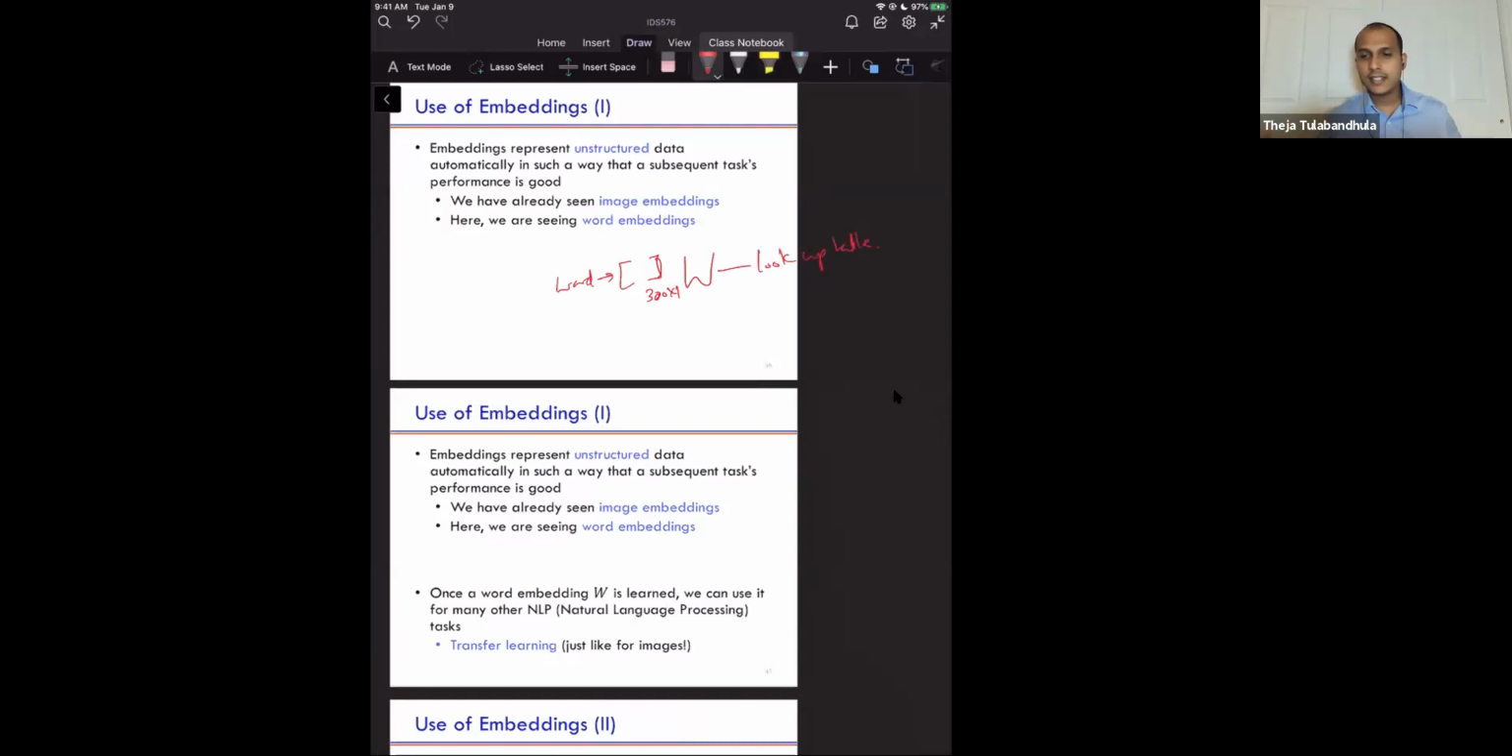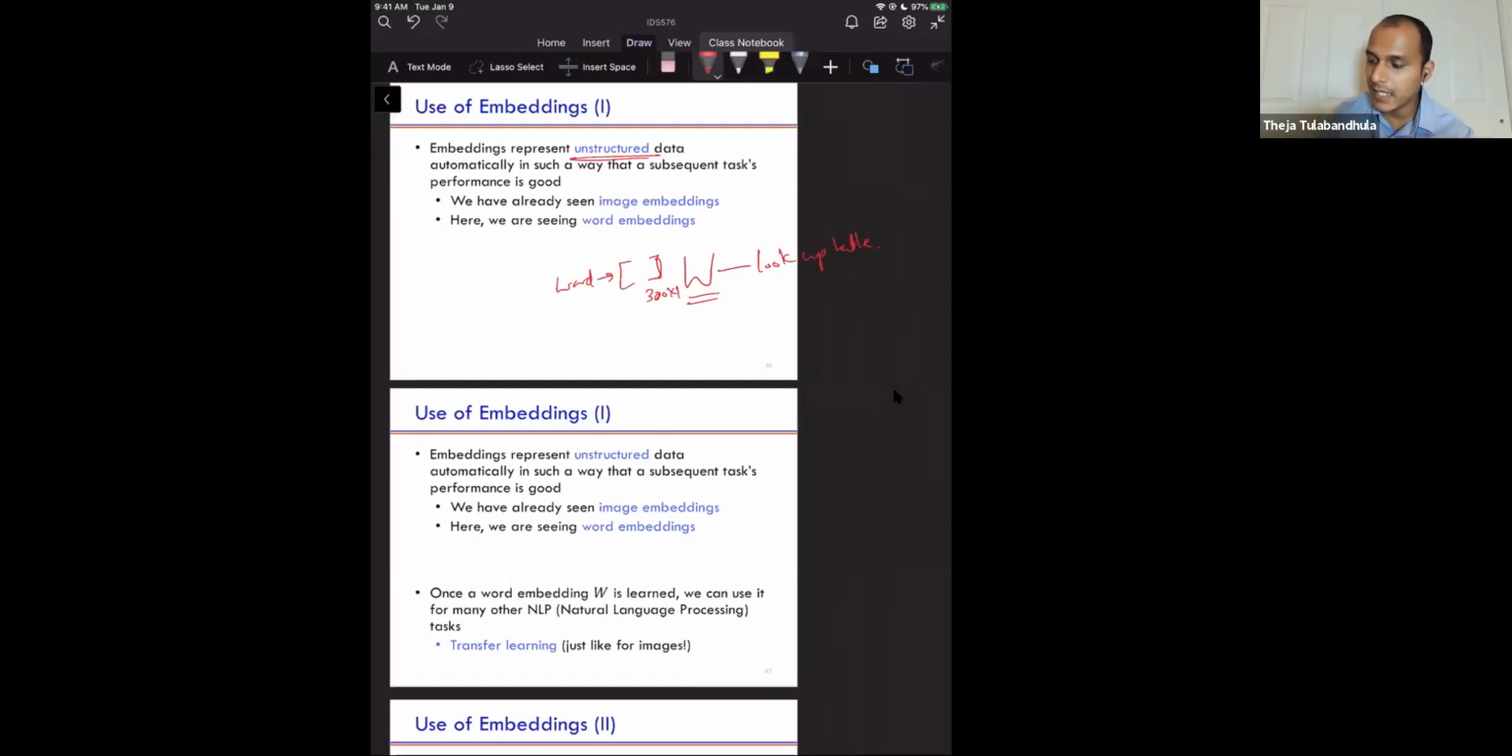But to get that, I said we'll create an auxiliary classification task, and we'll somehow learn W. Let's say we learned the W. What can you do with it? These Ws are essentially representing unstructured data, in this case the sentences, the documents, the articles, and free sentences from your data source.